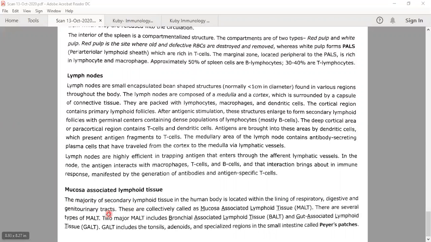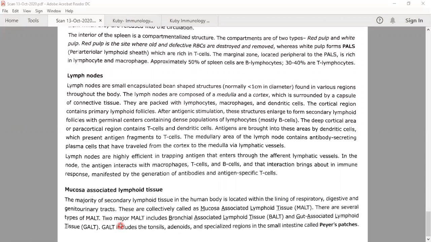All right, it is present everywhere. Therefore, it is covering a large area, large tissue. These are collectively called MALT, where there are several types of MALT. Two major MALT include the BALT and GALT. So what is BALT? BALT is bronchial associated lymphoid tissue, in your lungs. So this respiratory system is majorly called BALT, and the intestine or the gut associated lymphoid tissue is called GALT. Two are major ones, but there are others also.